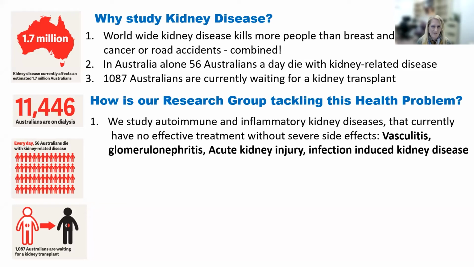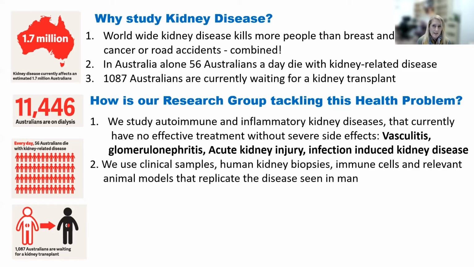Firstly, we study autoimmune and inflammatory kidney diseases that currently have no effective treatment without severe side effects. Currently there's vasculitis, that's inflammation of the small blood vessels. We have glomerulonephritis, which is inflammation of the filtration unit of the kidney, the glomerulus. We have acute kidney injury and infection-induced kidney disease. What all of these things have in common is that they are treated by high doses of glucocorticoids, just like Sarah indicated previously, and cyclophosphamide.